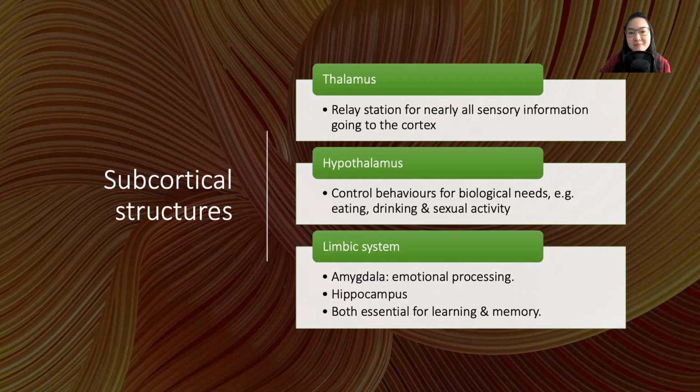Limbic system. The limbic system has three things here that we should remember. The amygdala for emotional processing, and the hippocampus. Both the amygdala and hippocampus are essential for learning and memory.